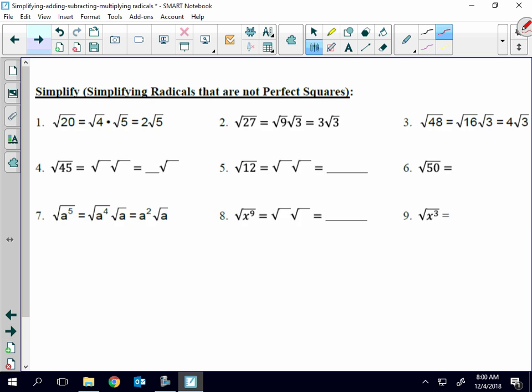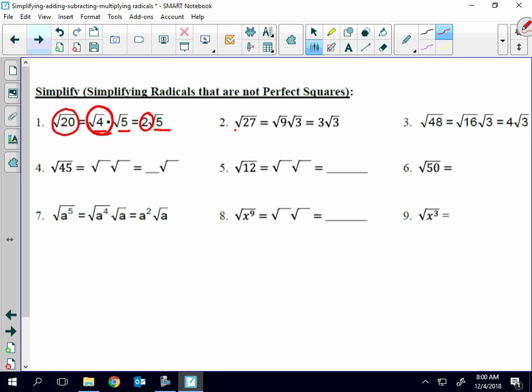All right, we're going to simplify radicals that are not perfect squares now. And we have done this already. This is just a refresher. So the square root of 20, if we find factors of 20 where 1 is a perfect square and 1 is not, okay, and you want the biggest perfect square factor, so 4 would be the biggest perfect square factor of 20, then you take the square root of that one and it comes outside the radical and you leave the other one under the radical.